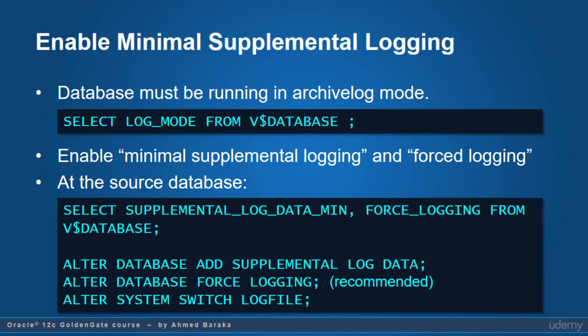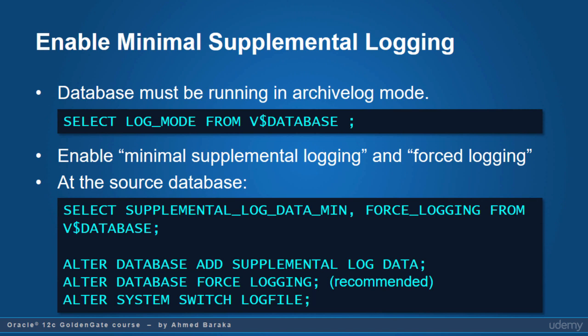Oracle Golden Gate relies on the Redo logs to capture the data that it needs to replicate source transactions. To configure Golden Gate for an Oracle database, minimal supplemental logging must be enabled at the database level. And to enable the supplemental logging, the database must be running in archive log mode. Select log mode from v$database to know if the database is running in archive log mode or not. If not, you must enable it before you proceed.